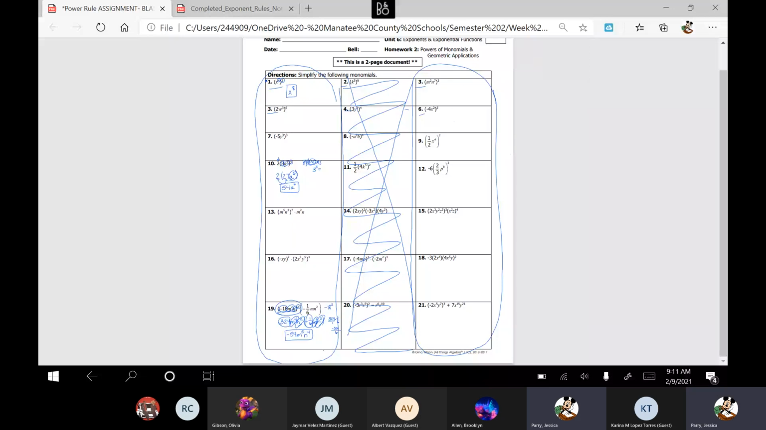Once you're finished, just make sure you take a picture of all of your work and submit it on Schoology today. And I updated grades yesterday, so make sure you check that. And if you see anything wrong for your grades, then you can submit that stuff too.